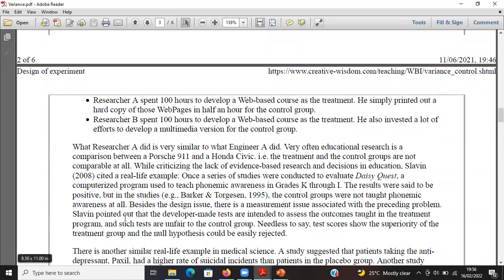So now what they are saying here is they wanted to prove that this particular program is actually effective at teaching phonemic awareness. But the control group, the placebo group, had not received any phonemic awareness at all.